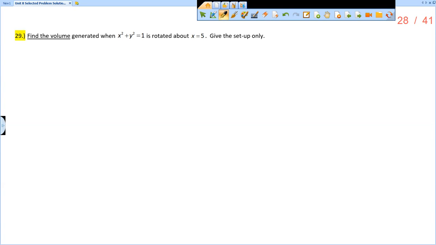This is the solution video for section 8.2, problem number 29. Find the volume generated when x squared plus y squared equals 1 is rotated around x equals 5. Give the setup only. So this is setup only.